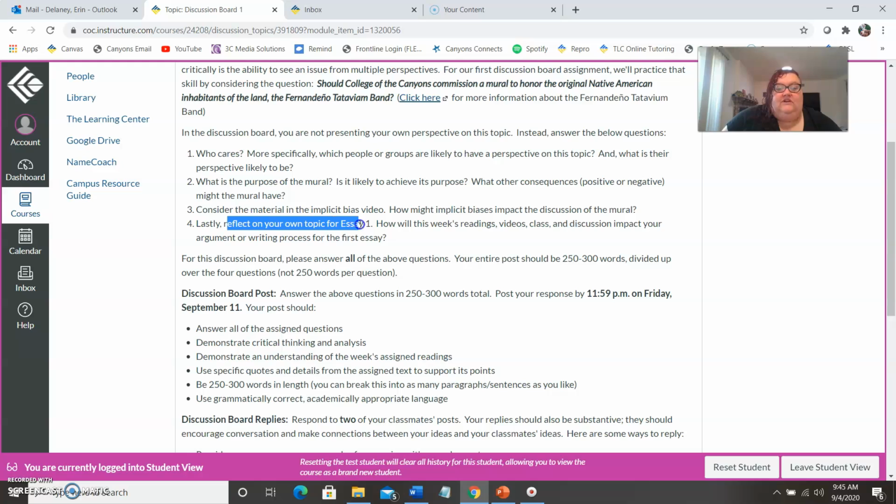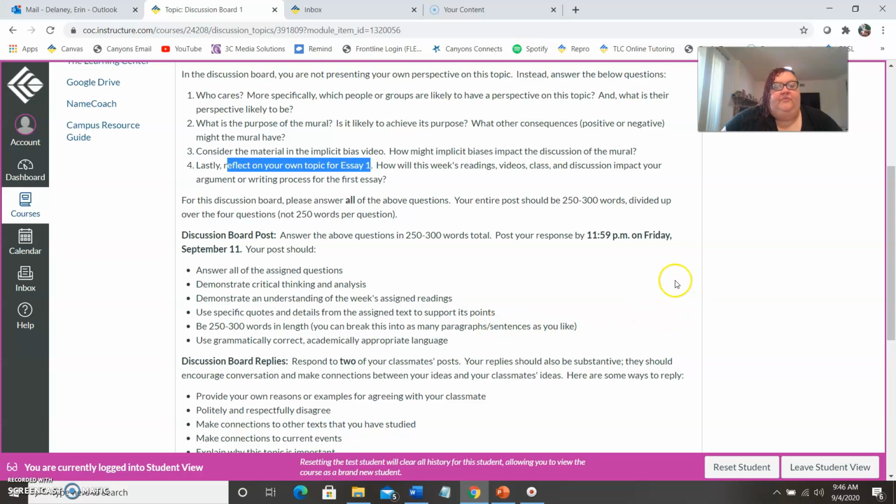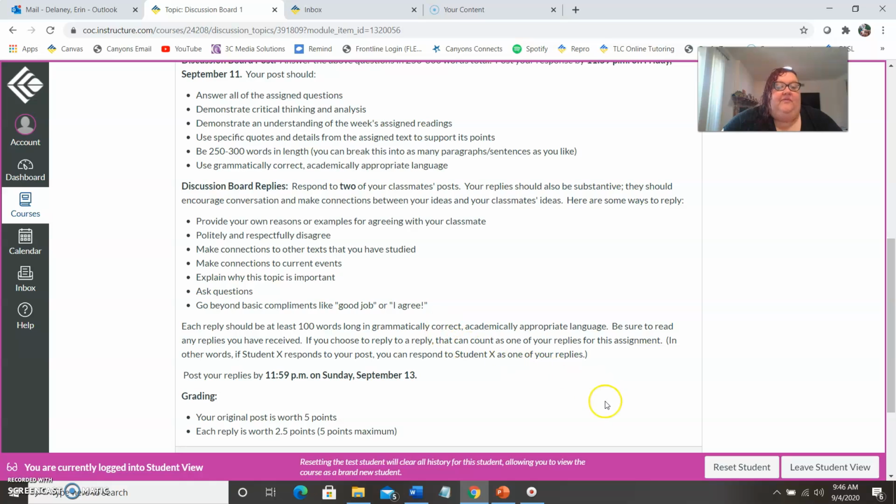and then reflect on your own topic for essay 1. How will the readings for the week impact your argument or your writing process for that first essay? This is a written discussion board, unlike the Flipgrid discussion. You'll be typing directly onto Canvas. Your original post is due Friday, September 11th, and then you'll have replies to your classmates due on Sunday, September 13th. And that's it.